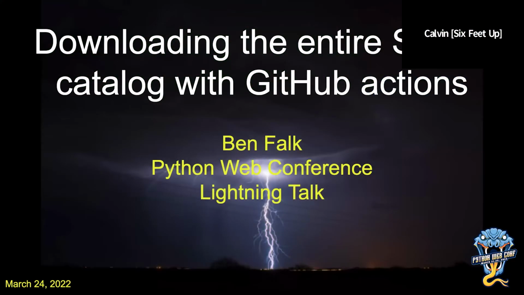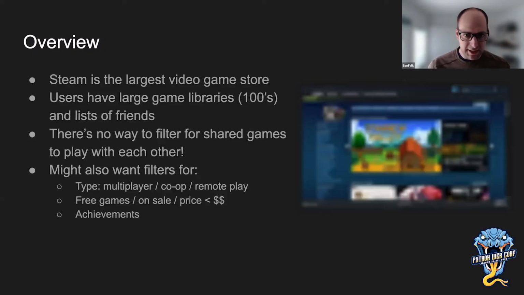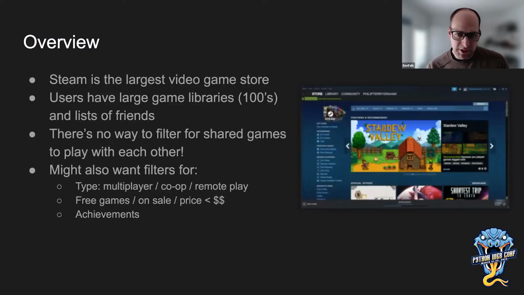This is the title, downloading the entire Steam catalog with GitHub Actions. Maybe I said something else when I entered the talk. But essentially, for people that don't know what Steam is, probably not that many of us, Steam is a video game store for PC games, and it's the largest store.